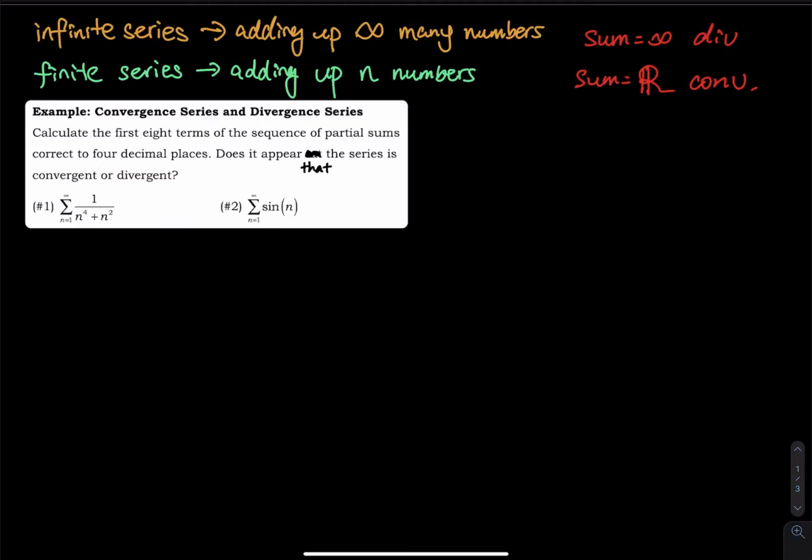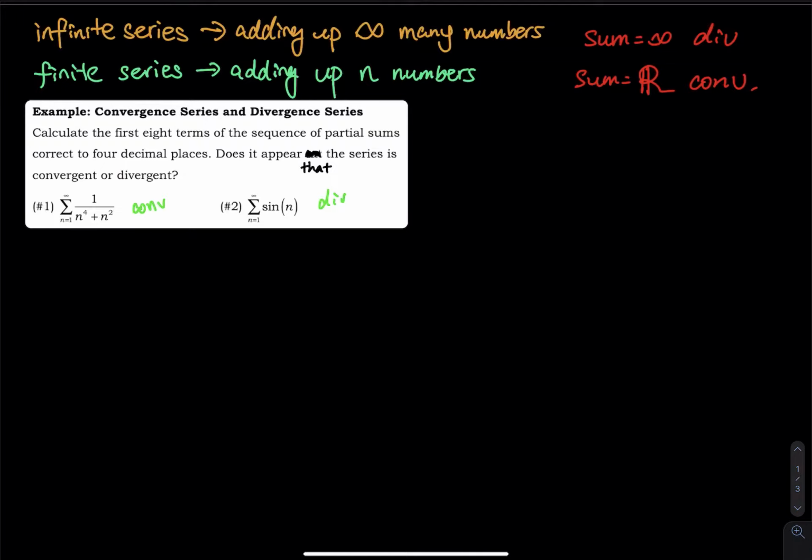Before we start, here is the result. The first one, I already know the result. The first one converges, and the second one diverges. So even though you are adding up infinitely many numbers, the sum is not always infinity, which is diverge. So let's do the math.